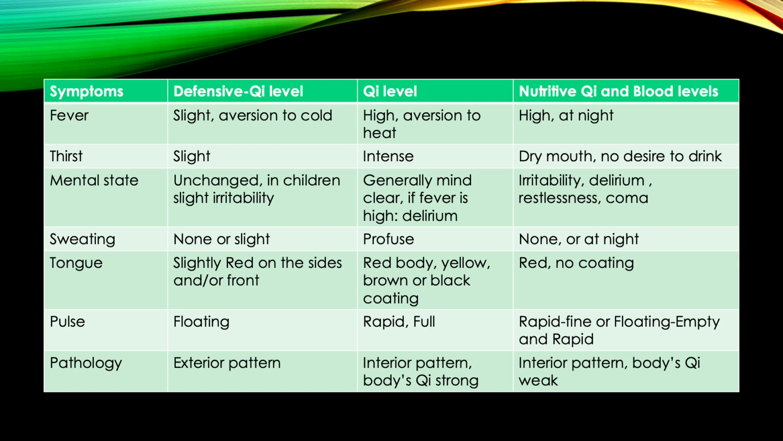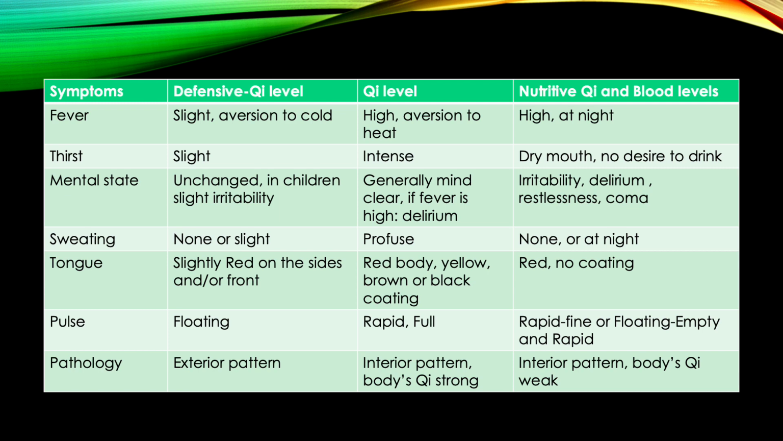Mental state at the defensive qi level is unchanged. In children, slight irritability. Mental state at the qi level is generally mind clear. If fever is high, there is delirium. At the nutritive qi and blood levels, irritability, delirium, restlessness, and coma. Sweating. Defensive qi level, none or slight. Profuse sweating at the qi level. At the nutritive qi and blood levels, no sweating or at night.